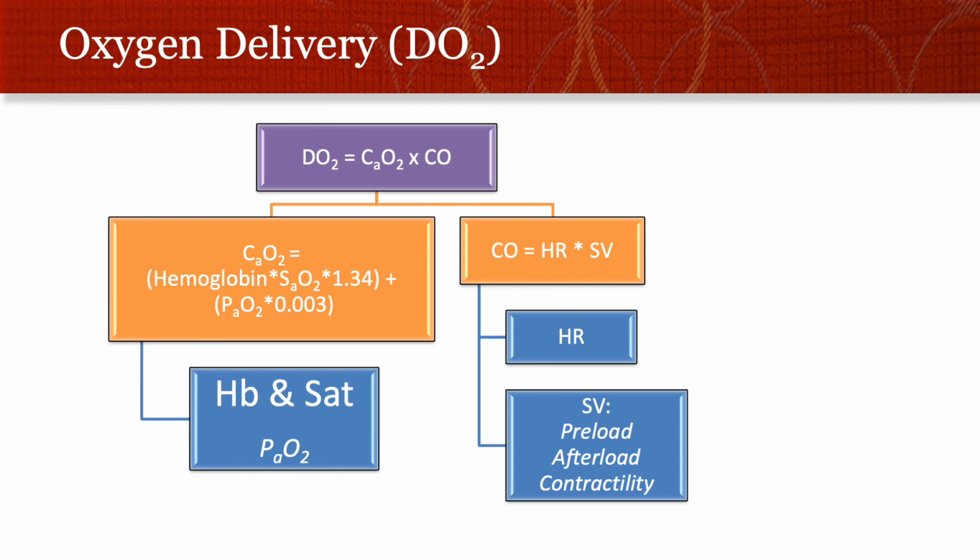So the carrying capacity of oxygen is very much hemoglobin and saturation driven, with a small contribution of PaO2. And the cardiac output is a straightforward calculation of heart rate times the stroke volume, heart rate being a straight number, and the stroke volume really being quite intensely variable based on the preload, how much blood is delivered to the ventricle, the afterload, how much resistance the ventricle has to pump against, and how strong the ventricle is at that moment, the contractility.